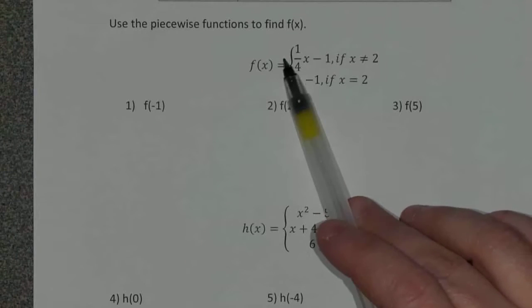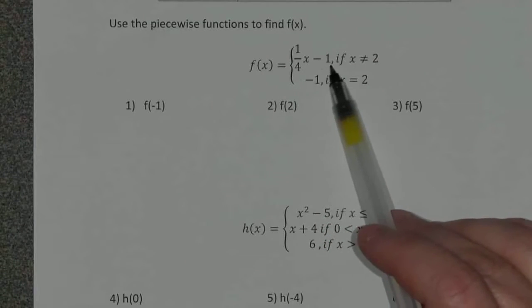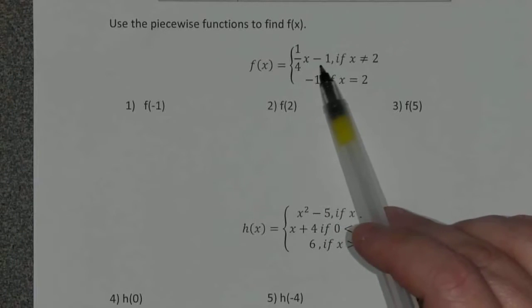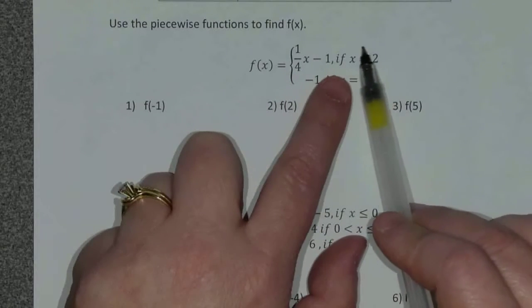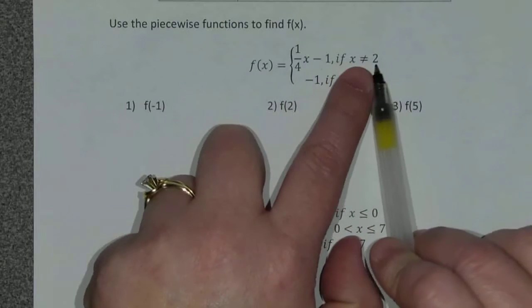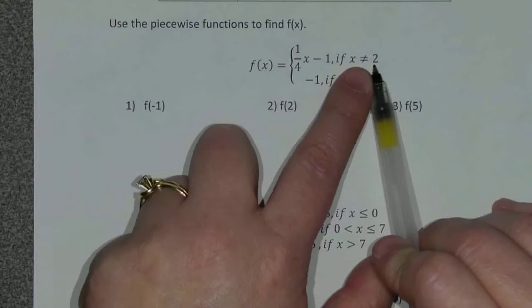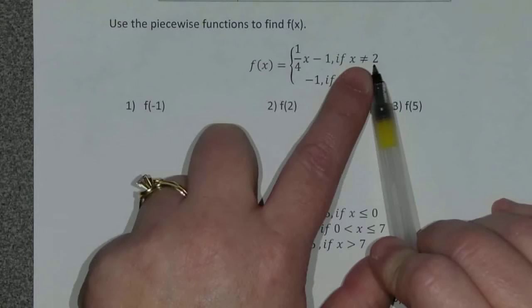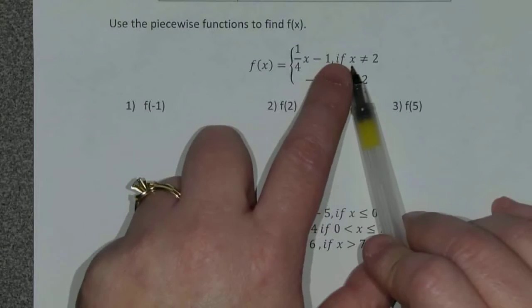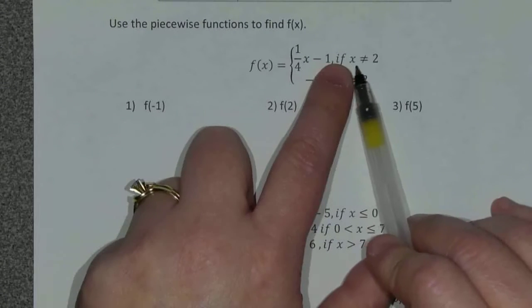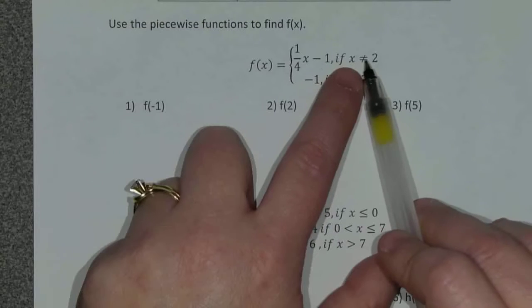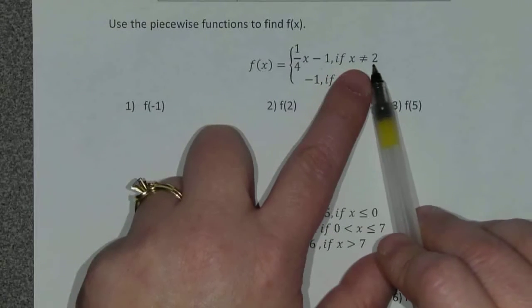So here's this 1/4 x minus 1 right here. 1/4 x minus 1 is a line if we were to graph it. We would only keep that line if our x values are not equal to 2. So tell me what that would be. Could I have 3? Yeah, because 3 is not equal to 2. Could I have negative 6? Yeah, because negative 6 is not equal to 2. Could I have 300? Right, I could really pick any value here except for the value of 2.